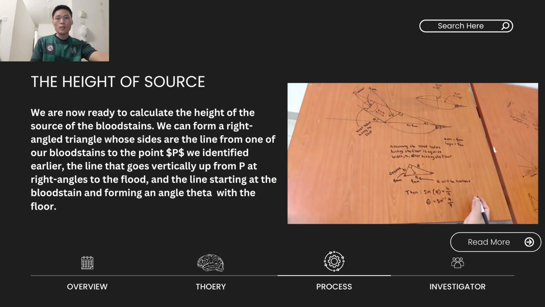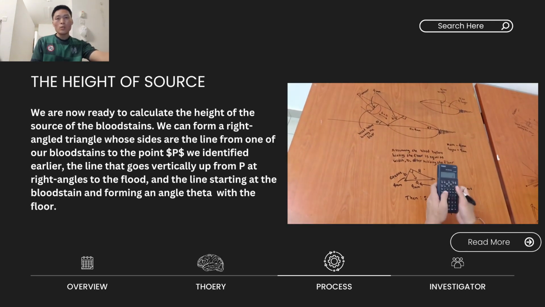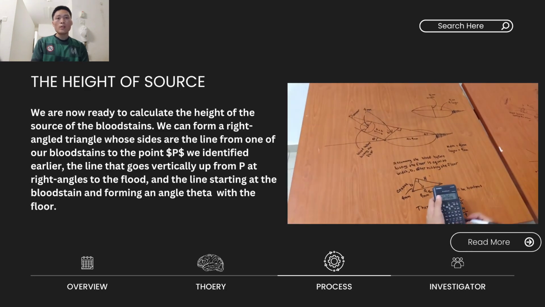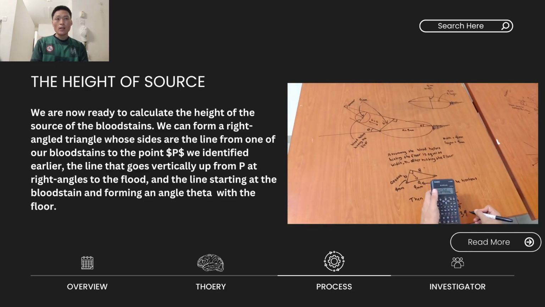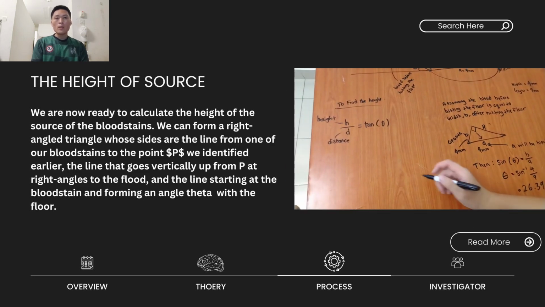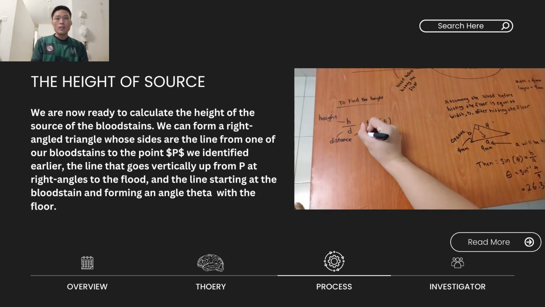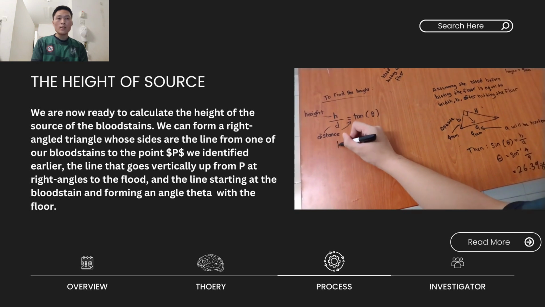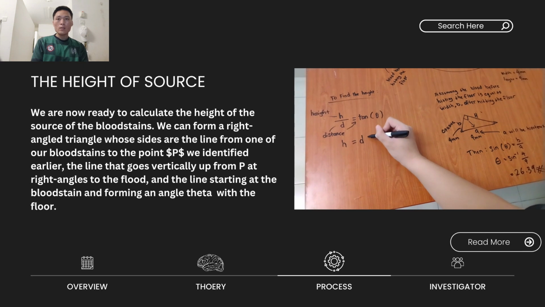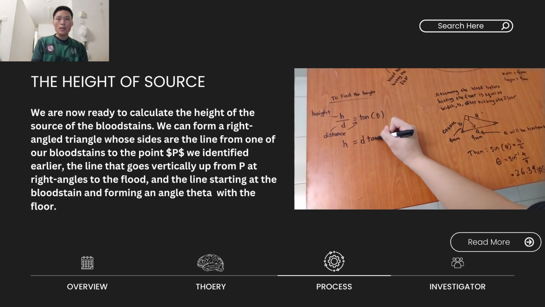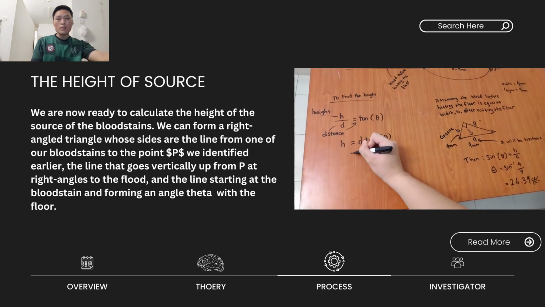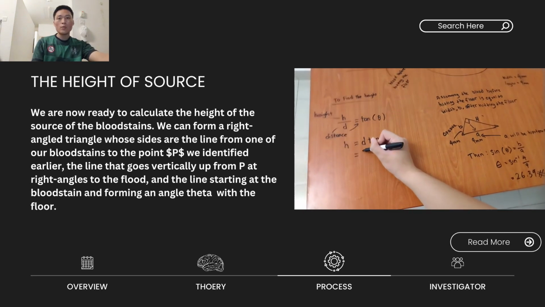Now we go to the height of the source. We are now ready to calculate the height of the source of the bloodstain. We can form a right angle triangle whose sides align from one of the bloodstains to the point P we identified earlier, the line that goes vertically up from P at a right angle to the floor, and the line starting at the bloodstain and forming an angle theta with the floor. And this is how we calculate the height of the source.